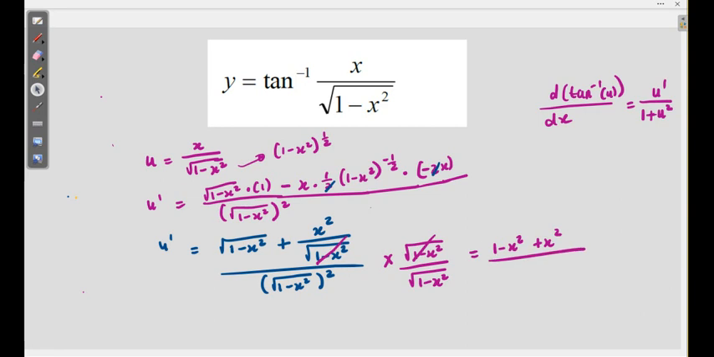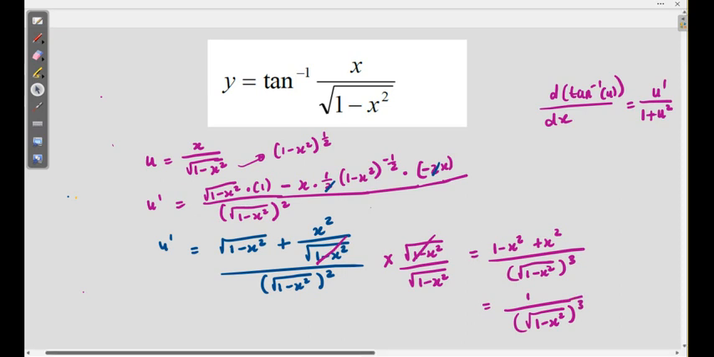And then at the bottom now, remember you have this multiplied by that. The bases are the same, right? So it will be square root of 1 minus x squared to the power of what? To the power of 3. Right, this is what we have. And then finally we have 1 over the root of 1 minus x squared to the power of 3. That is the derivative of u.